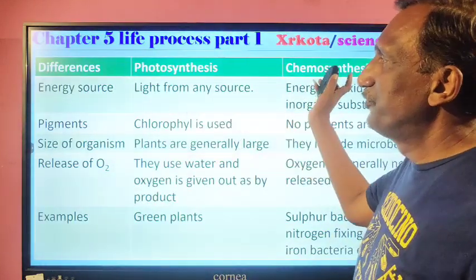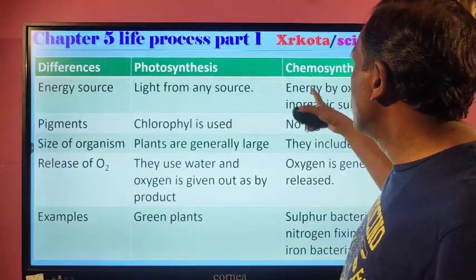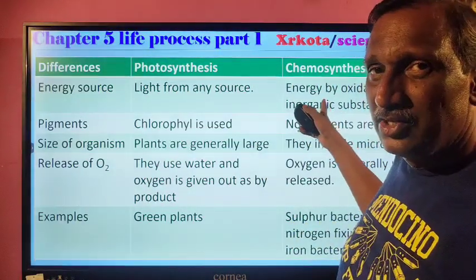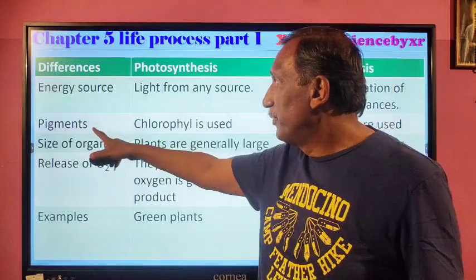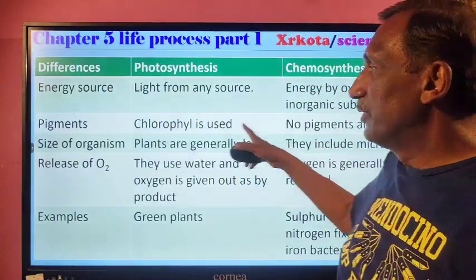So there are several differences. Source of energy: for photosynthesis, it is light. For chemosynthetic, it is the oxidation of inorganic substances. Pigment: photosynthetic organisms use chlorophyll, while chemosynthetic organisms do not use any pigment.